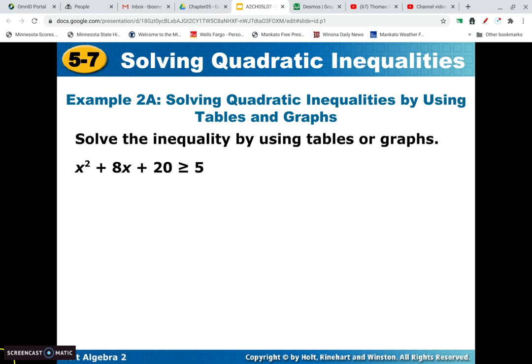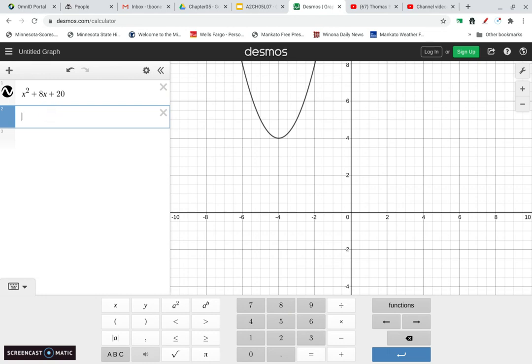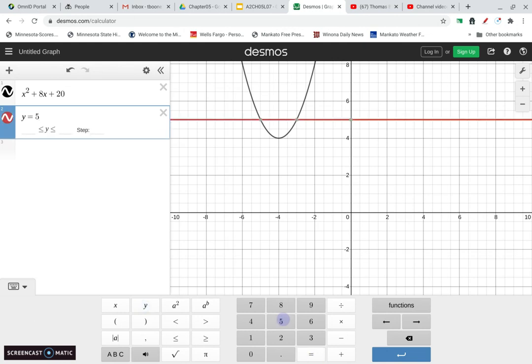All right, let's try to use the graphs and tables to do this one. We're going to type it in two ways. If we're doing the graph, let's type in x squared plus 8x plus 20. So we have x squared plus 8x plus 20, and that gives us our parabola. We're going to know when is it greater than or equal to 5, so we'll just type in y equals 5. That gives us that horizontal line.